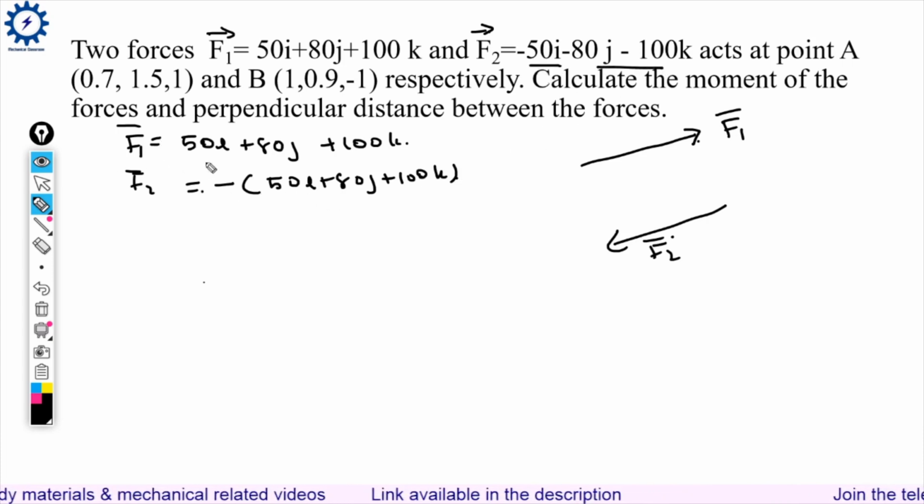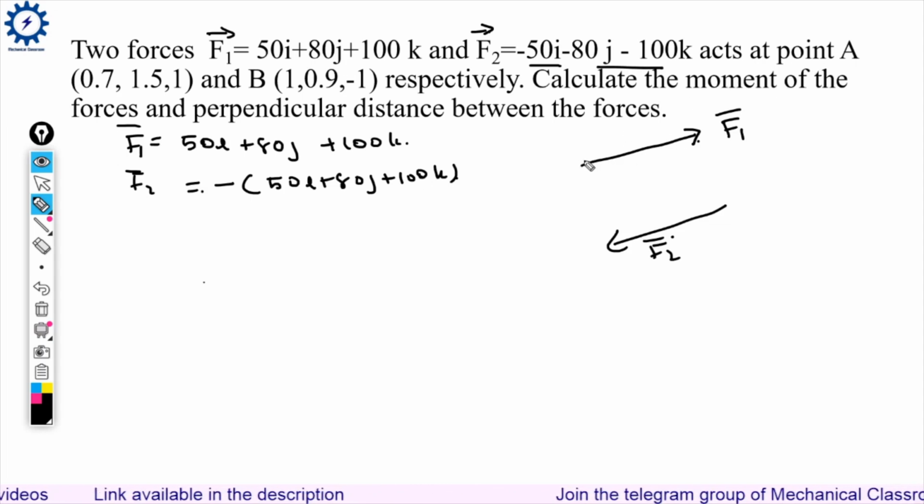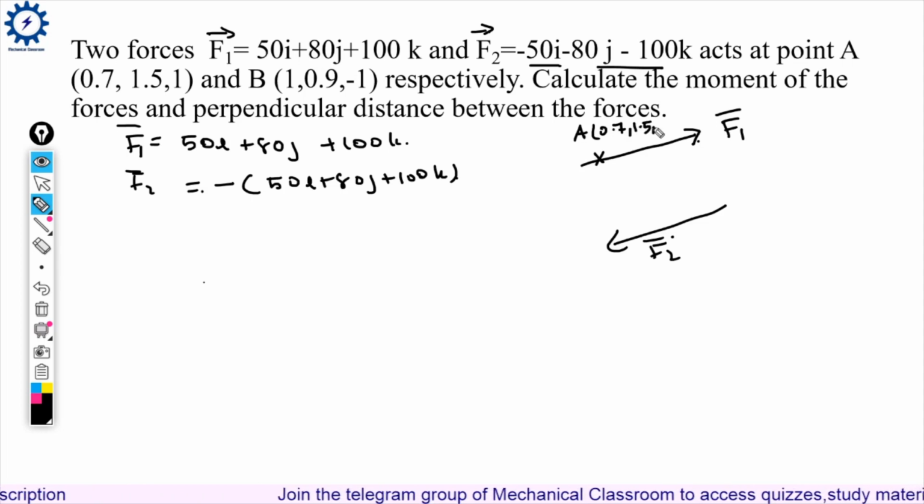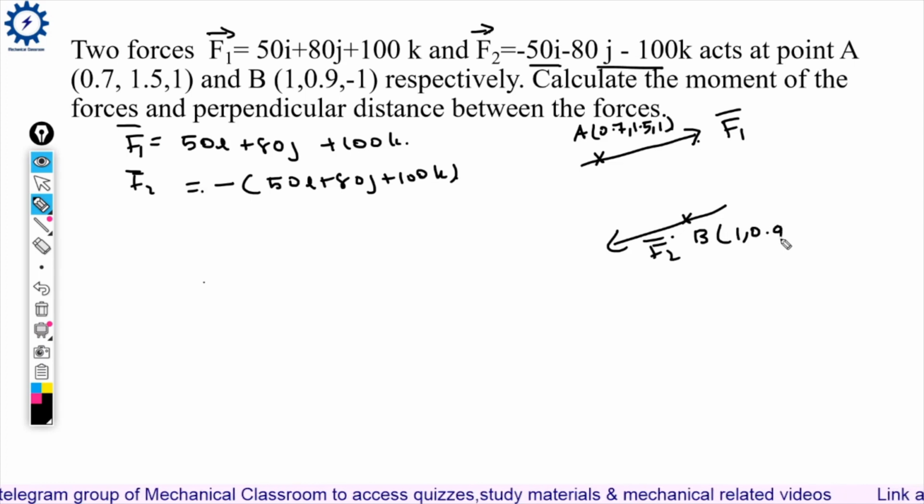So F1 and F2 are equal in magnitude but opposite in direction. Another thing, this F1 is acting through a point A. Let this be that point A, and the coordinates of A are 0.7, 1.5 and 1. And F2 is passing through a point B, whose coordinates are given as, let this be that point B, 1, 0.9, minus 1.